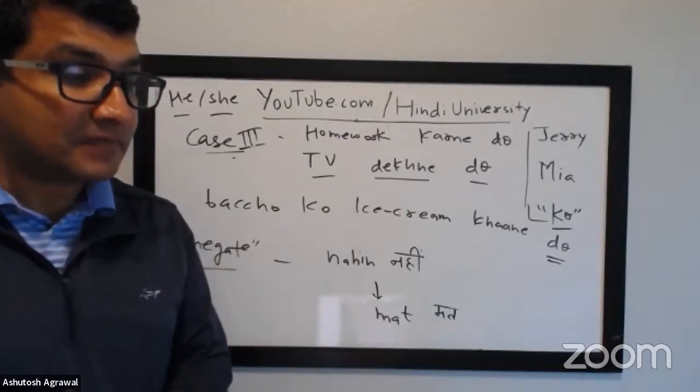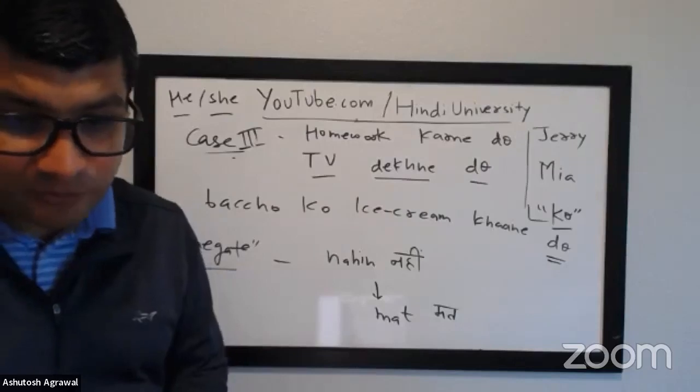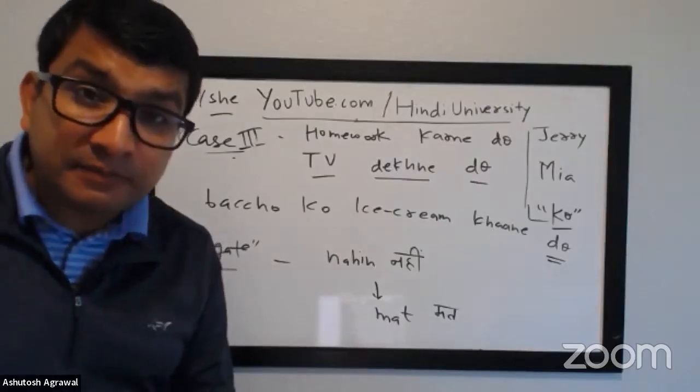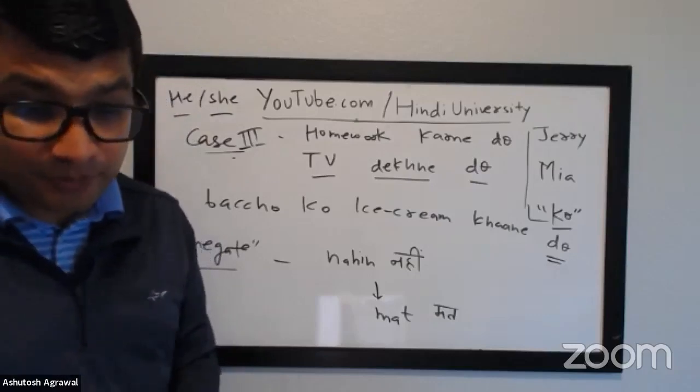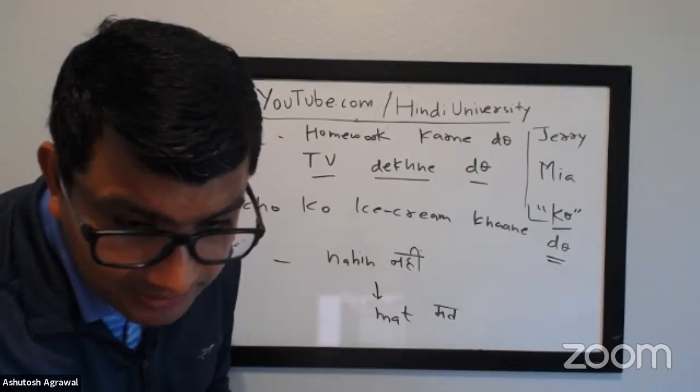बच्चों को ट्रैफिक में मत जाने दो. Like don't let them go in the traffic. बच्चों को टीवी मत देखने दो. Awesome. Anyone else would like to try a negative sentence?